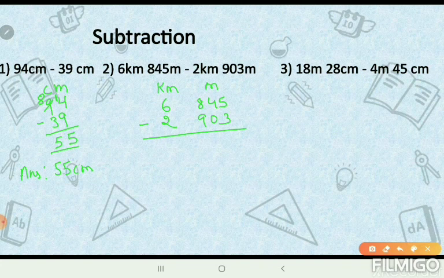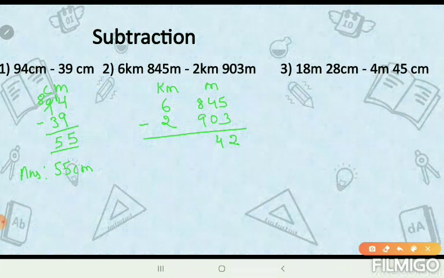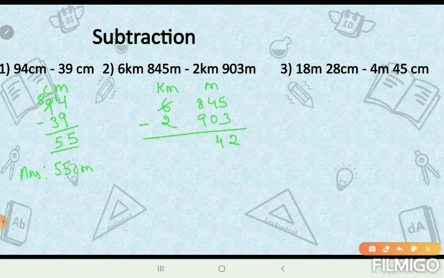So start from the smaller unit, that is meter. 5 minus 3 is 2. 4 minus 0 is 4. From 8, can you subtract 9? No. So what will it do? Meter will go to kilometer and ask for 1000. So when it asks that, it will give 1 and 8 will become 18 and 6 will get reduced to 5. So 18 minus 9 is 9.